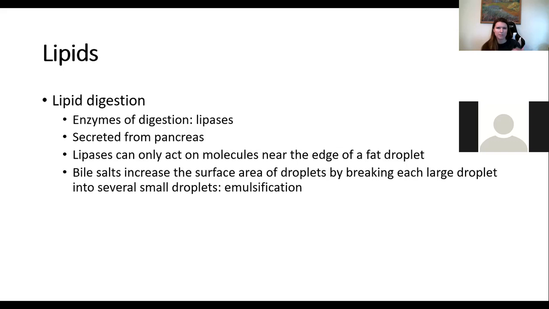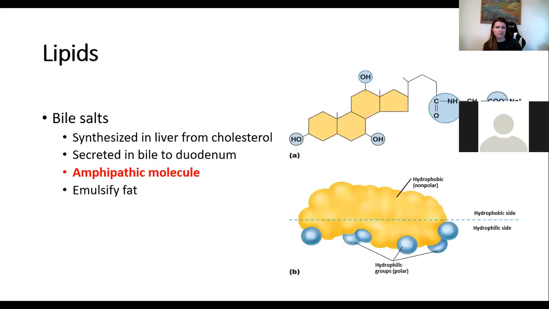So bile is also coming out of that same sphincter into the duodenum, but it's coming from the liver or from the gallbladder, which is a storage organ for extra bile. And the bile salts are going to make our droplets smaller, and then the lipases are going to attack the outside of these smaller fat droplets. The word for what the bile salts are actually doing is emulsification.